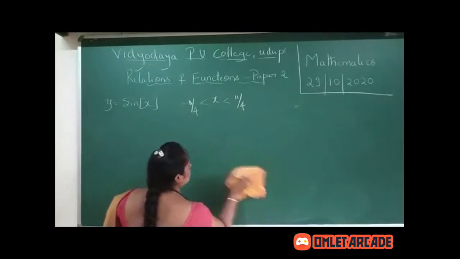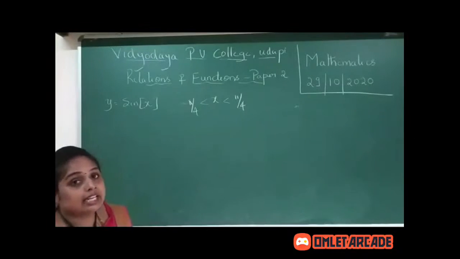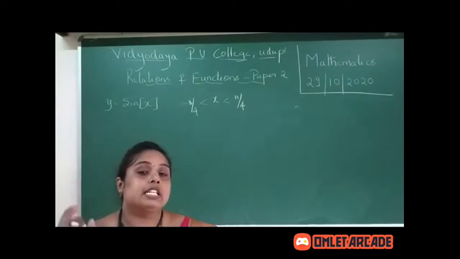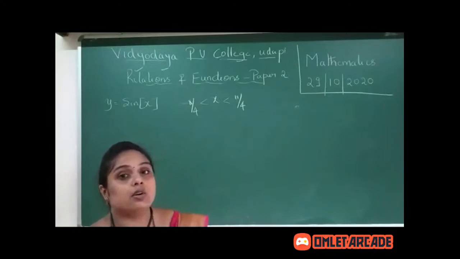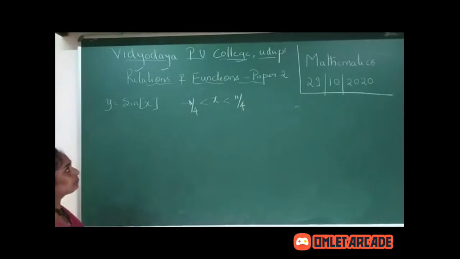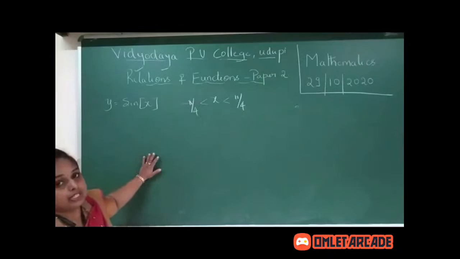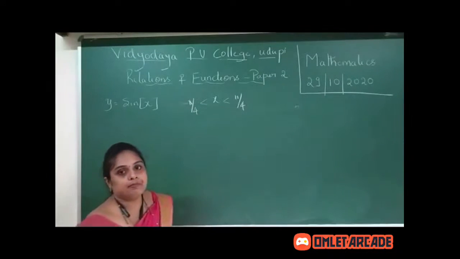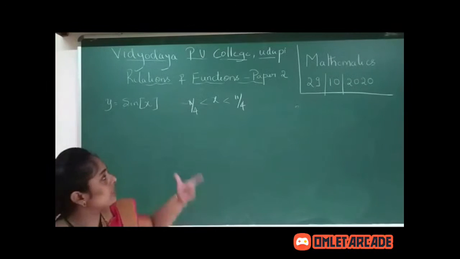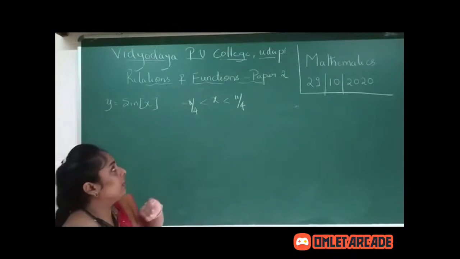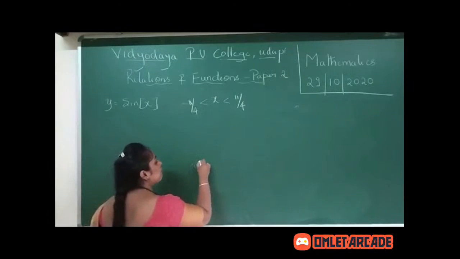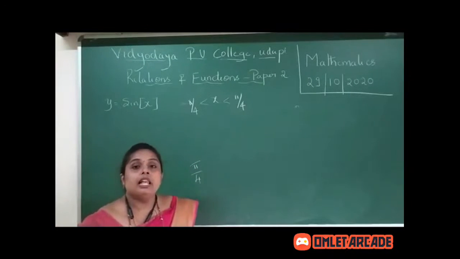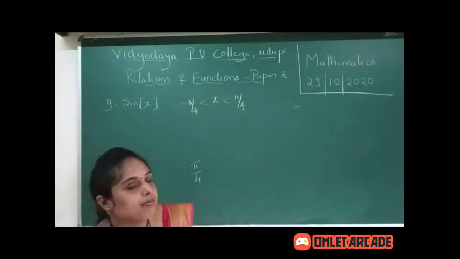But here it's for sine of greatest integer x, and you know what greatest integer x is? It assumes a value which is just less than or equal to the given number x. Now, this range is given for x. Let us see what would be the range for greatest integer x. Now look here, pi by 4. Since it is greatest integer, let us see what the decimal value of that pi by 4 is.